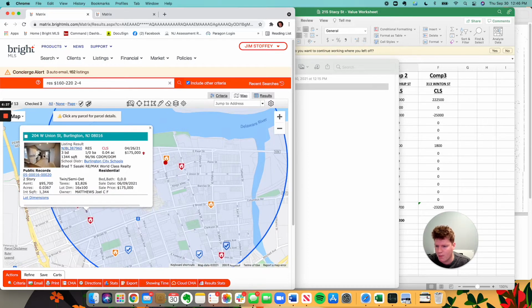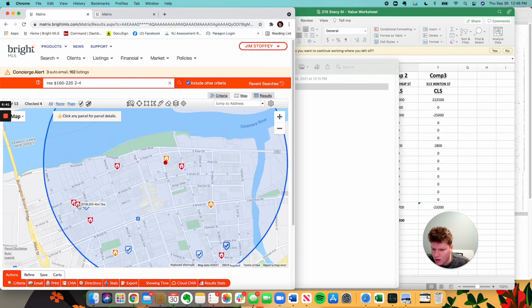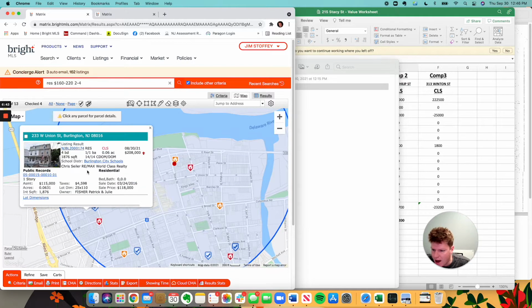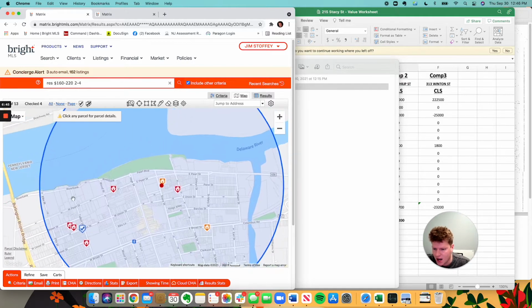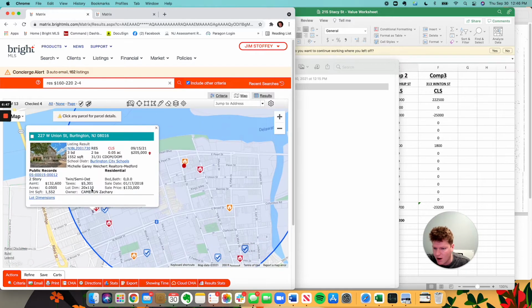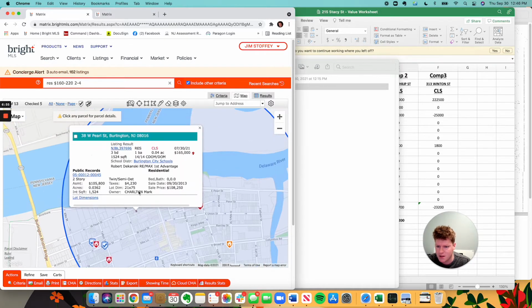175, 3-bed, 1-bath, 1,300 square feet. No brainer. 208, 4-bed, 2-bath, 1,800 square feet. Just not going to be able to do that. 205, 1,500 square feet. It's a twin. All right, maybe we can get away with using this one because we really want to have 3 comps. And then this one on Pearl Street, I'm just not even going to bother with this one. We'll check it off and see.